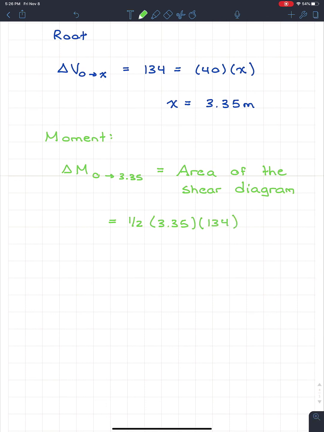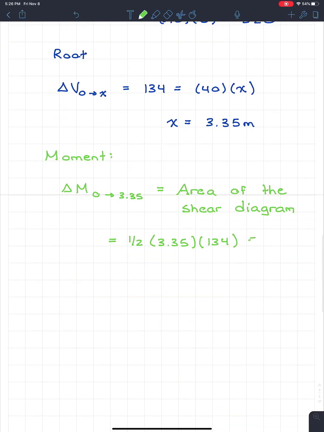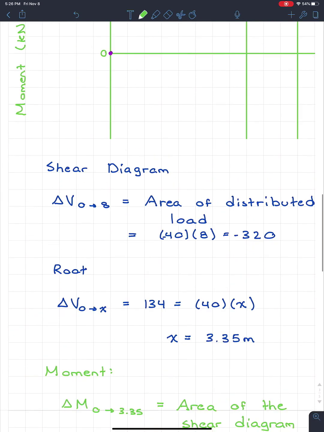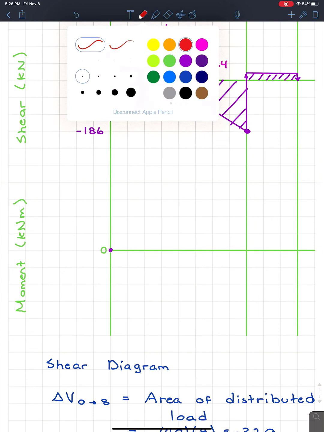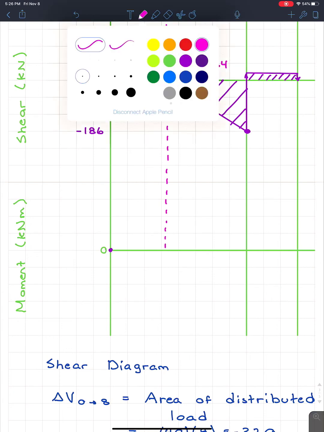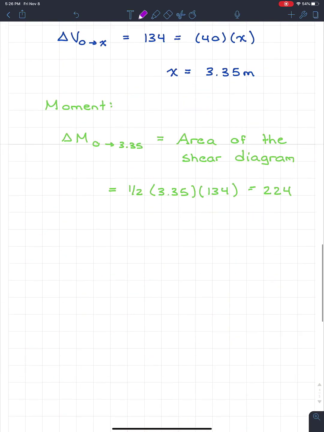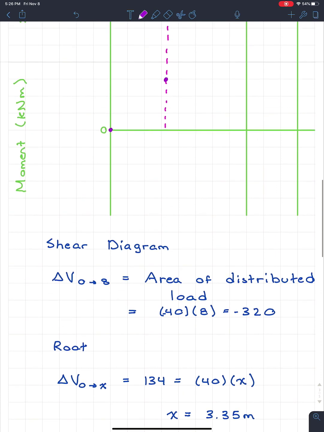And what happens when you guys throw all this in, you guys will get the answer of 224. So we know, if looking at our moment diagram, if I were to carry this 3.35 meter line down, so this is going to come all the way down. Because this is where we found the moment at. We know that our moment at this point is going to be somewhere up here at 224. So we're going to have 224.